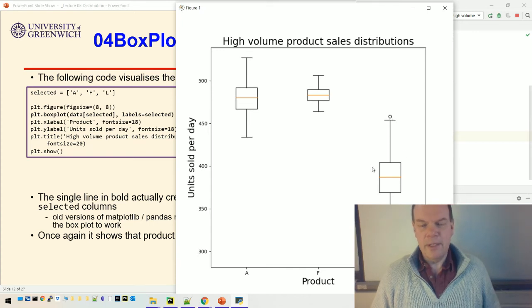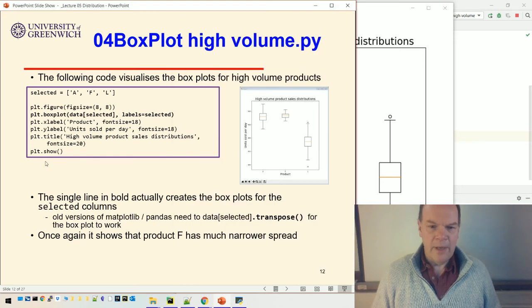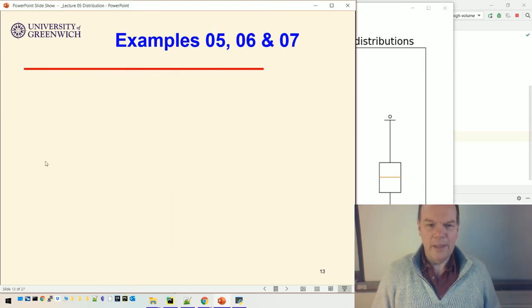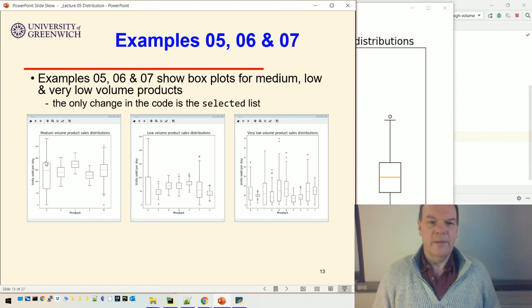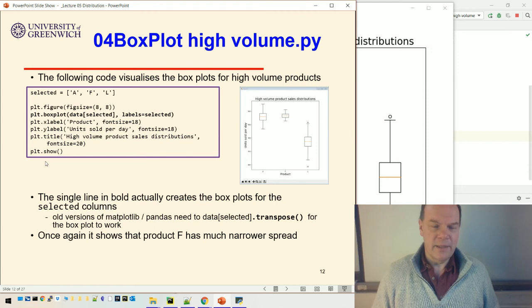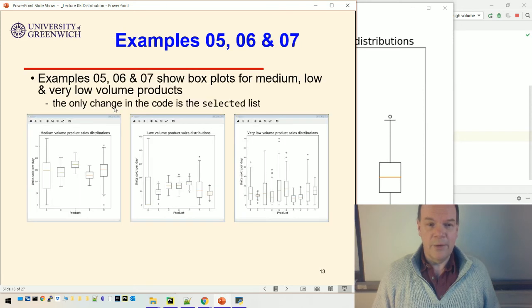So that's comparing these 3 distributions in quite a nice way for the 3 high volume products. Okay, if we then go on to the next three examples for the other segments of the data, so medium, low, and very low volume products, all you need to do is change the selected list. So in this code, we just change that list for the ones that we've identified as medium, low, and very low.